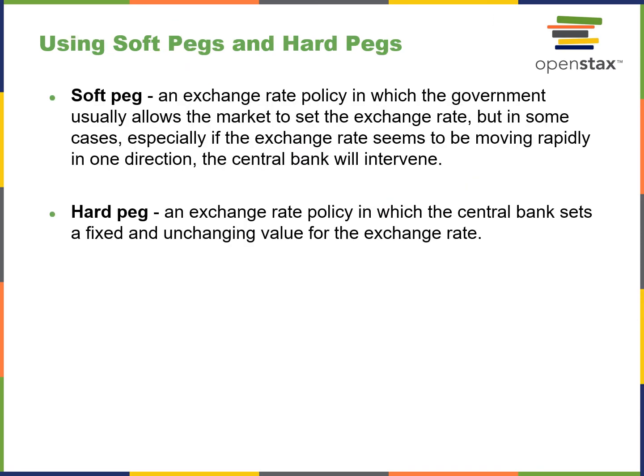A couple more definitions: soft and hard pegs. Basically, a soft peg allows the market to set the exchange rate, but they'll have some type of slop factor, or some ability to move, and if it seems to be moving rapidly in one direction, the central bank will intervene in that situation. And then the hard peg is where the bank sets a fixed and unchanging value for the exchange rate. So basically, let's say $1 US for 1.5 Canadian dollars, and that's kind of set in stone. That's not what's actually happening, but that would be an example.